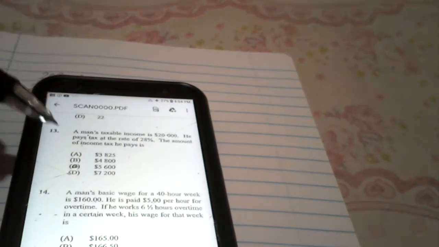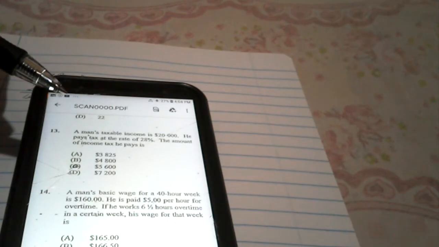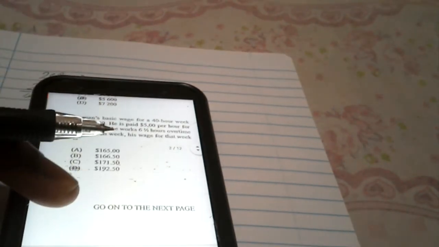And if we check in our choices, C would have been 5,600. Alright, so that's number 13. Let's look at number 14 now.